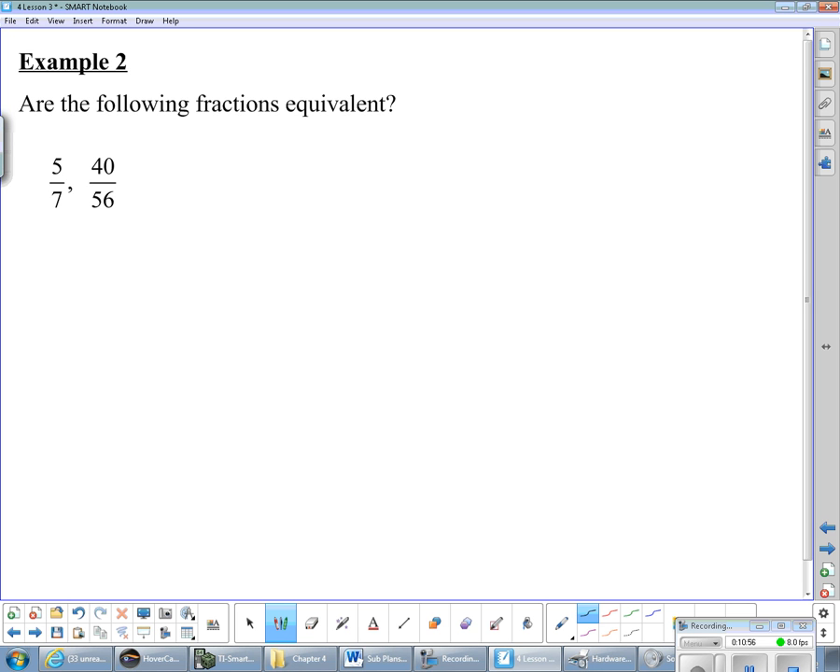One thing you might notice already, or might know, is that 5 is prime and 7 is prime. So there is no way to reduce 5 over 7 because they're both prime numbers. So therefore, we just have to look at the 40 and see if we can simplify that, and the 56. So 40 is 4 times 10, and 4 is 2 times 2, and the 10 is 2 times 5. We had just done this same number, so 2 times 2 times 2 times 5.